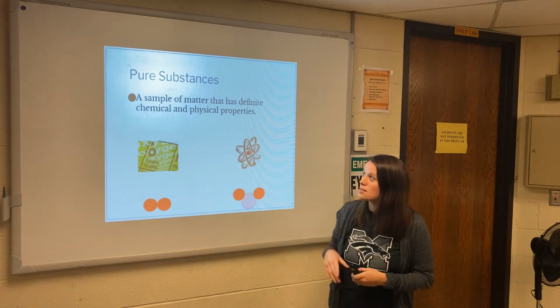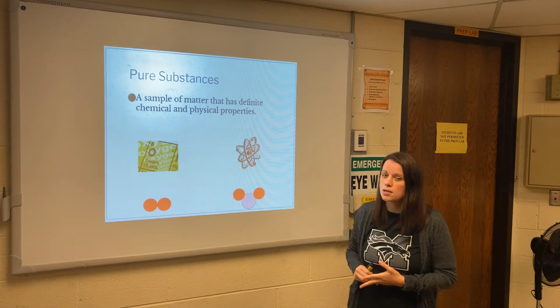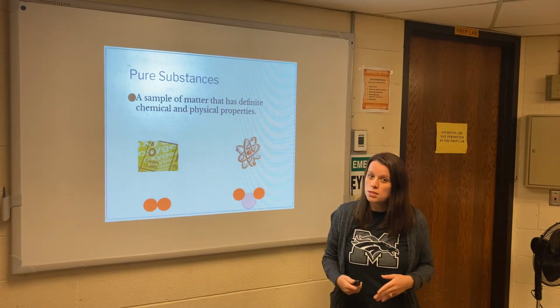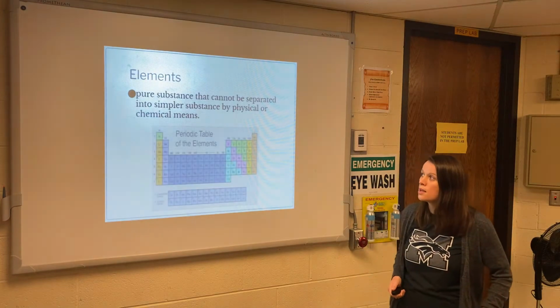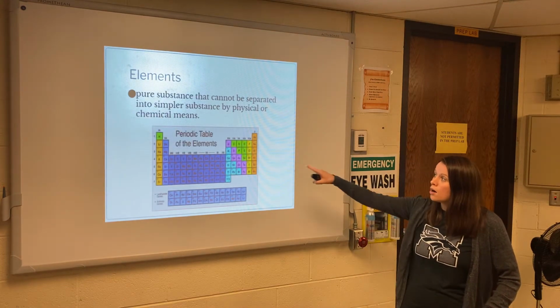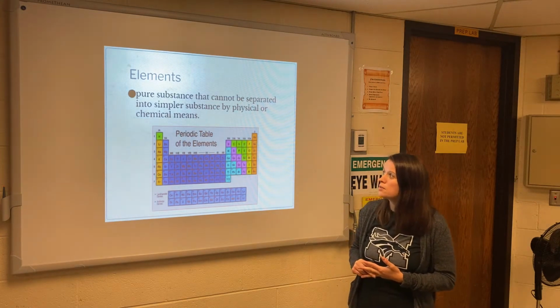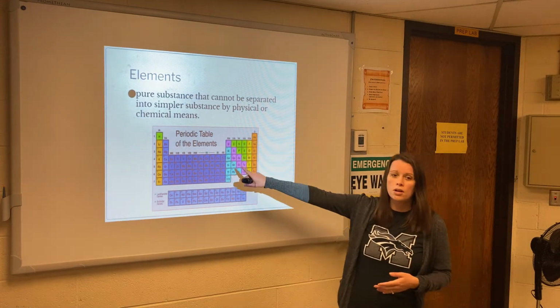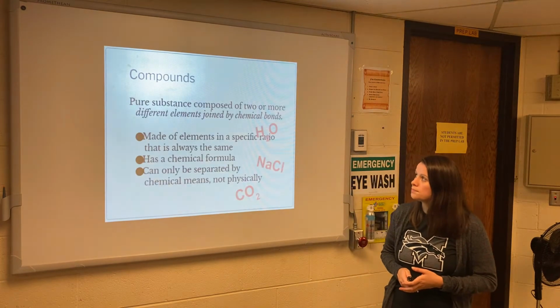A pure substance is a sample of matter that has definite chemical and physical properties. Where are you going to find some pure substances? Well, look at our periodic table. They are full of pure substances. Elements are pure substances that can't be separated into simpler substances by physical and chemical means. We've already gone over the periodic table before.